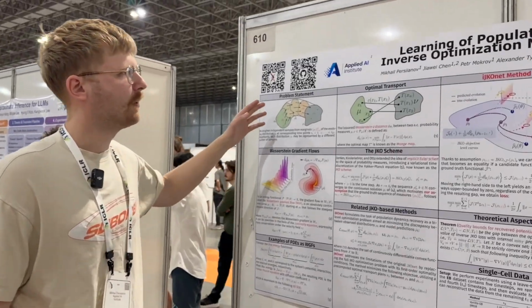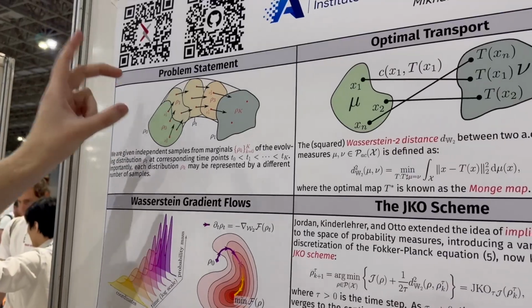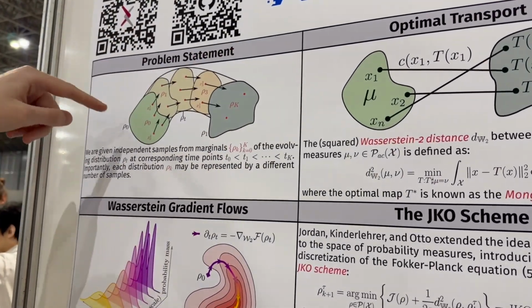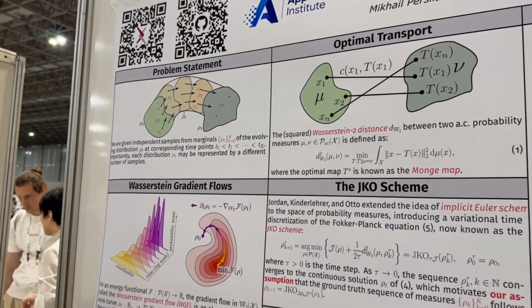We are trying to solve the problem of population dynamics. What is the problem? The problem is that we have some measure that changes over time, and we are given samples that are uncorrelated over time. This is a very practical problem.